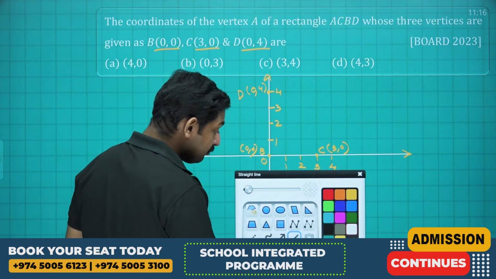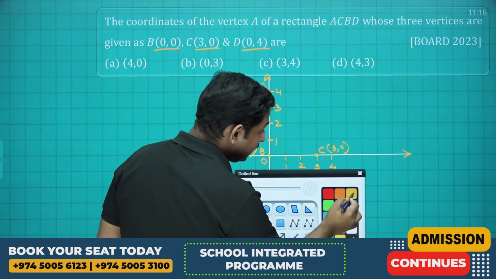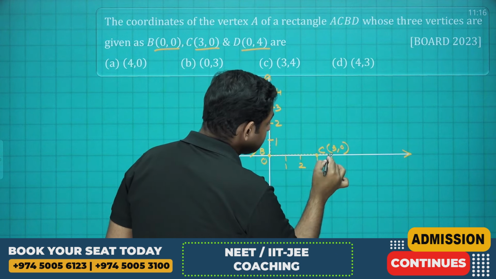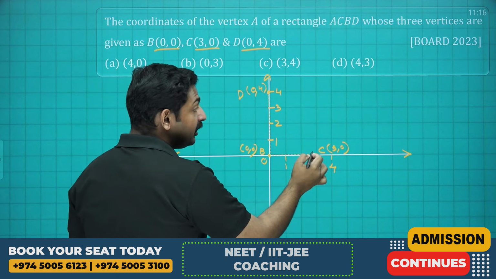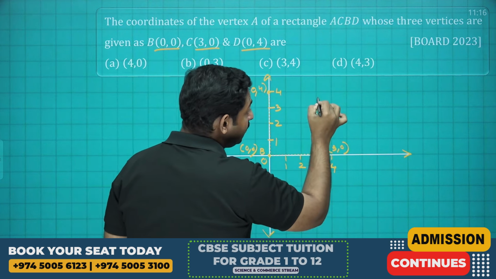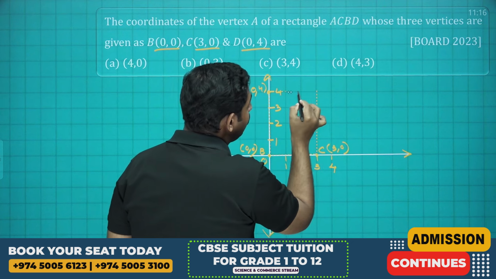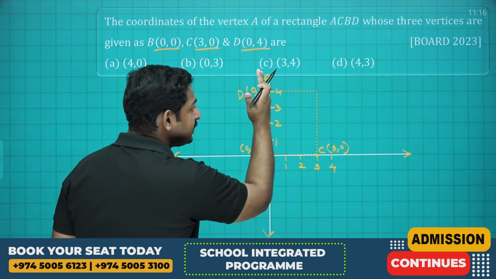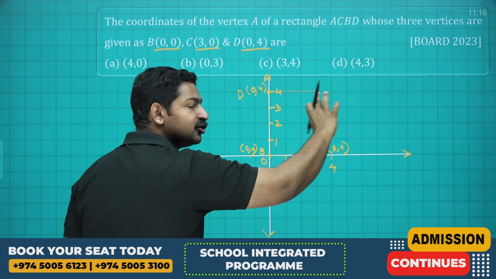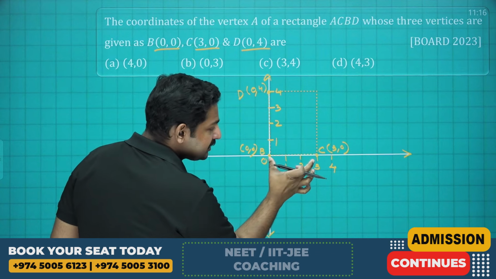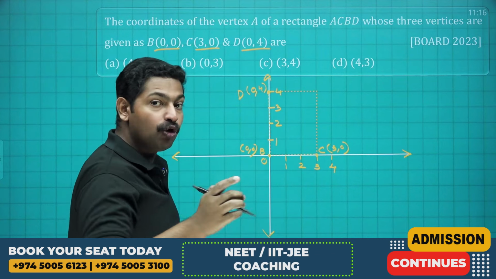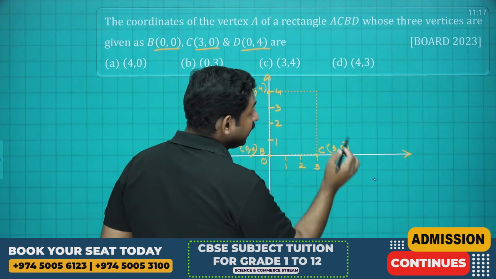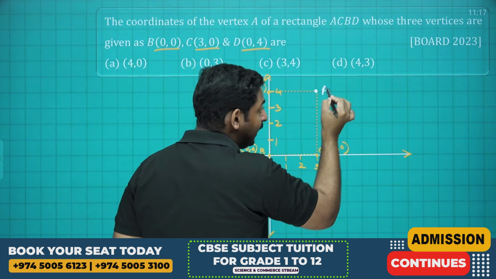Now we can just join them using lines. If you join this, you will be getting the rectangle. See this one. Now if it forms a rectangle, the line should be like this, correct? Because we know that the opposite sides of the rectangle are equal. So this side BD is equal to 4 units, so here must also be 4 units. And this BC is equal to 3 units, so here must also be 3 units. The opposite sides are equal.